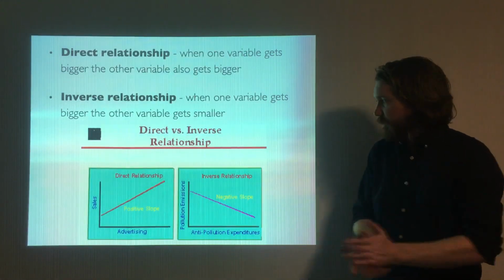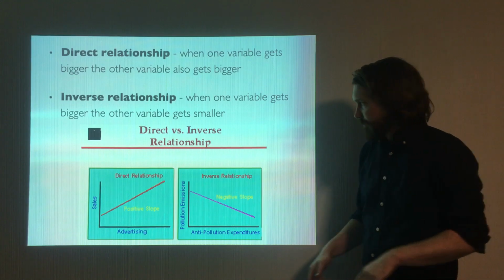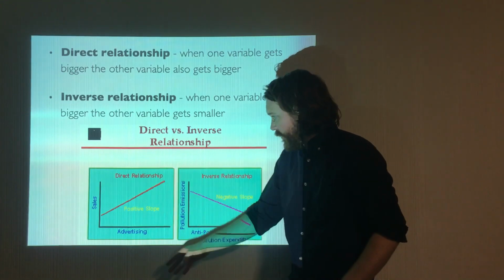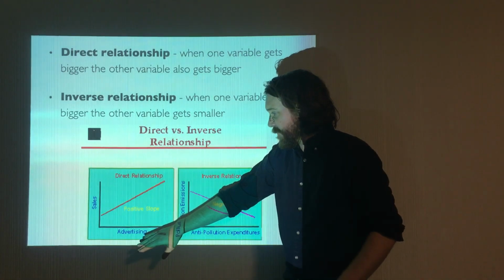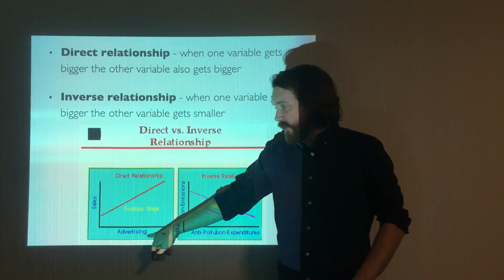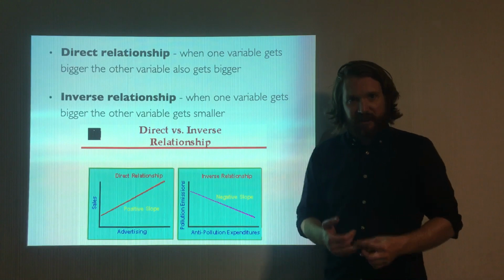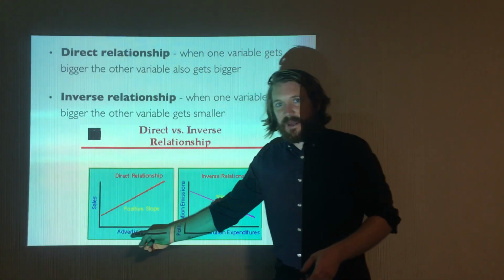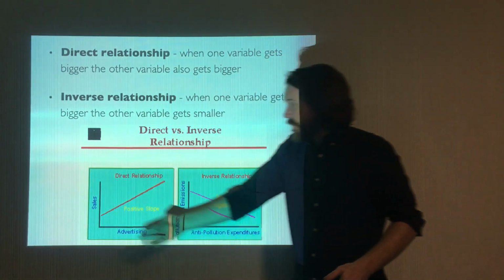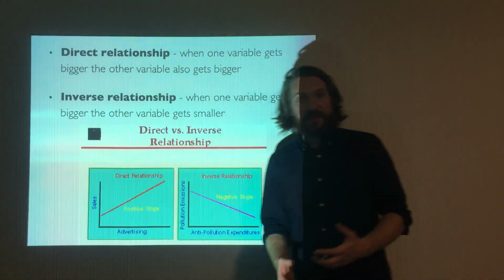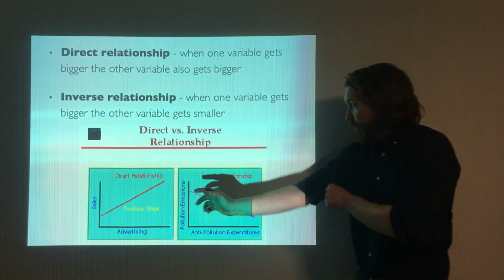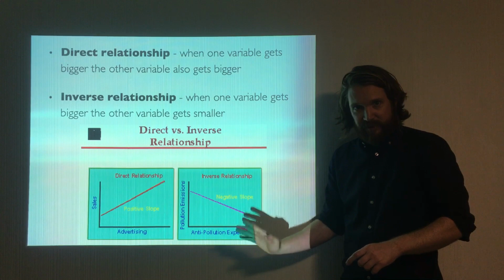Here we go. I have an example for you. Here are your two examples. So here we have the amount of advertising a company does and the amount of money it makes. This is a direct relationship. The more advertising a company does, usually the more money it's going to make. That makes sense.